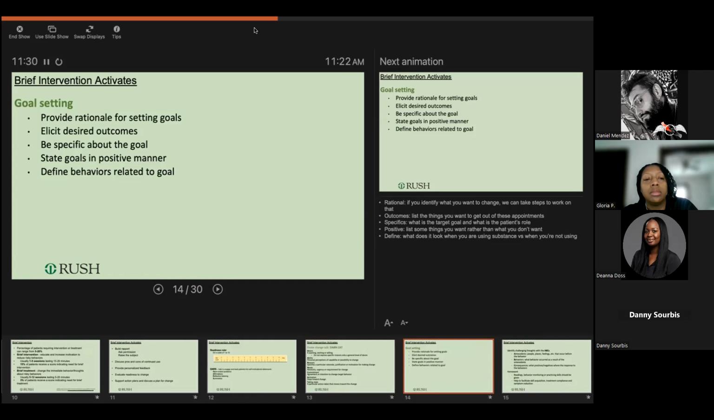You want to be specific about the goal. So what is the target goal and what is the patient's role? And then you want to state goals in a positive manner. You'll have them list some things they want rather than what they do not want. And then you want to define behaviors related to the goals, and what it looks like when you are using substances versus when you are not using substances.